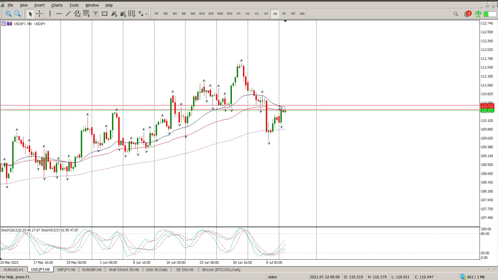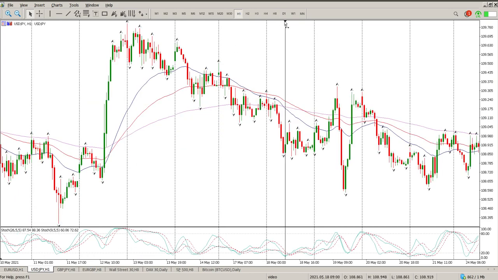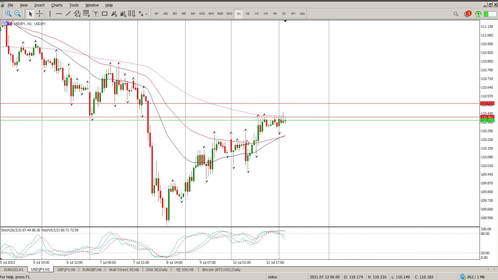US dollar Japanese yen, similar kind of scenario here. You can see we've come back into the zone I gave you yesterday. Slow process being a Monday, but that's typically what happens. And you can see it's a bit of a grind. We do have a moving average crossover, but we've also got the oscillators crossing over as well.